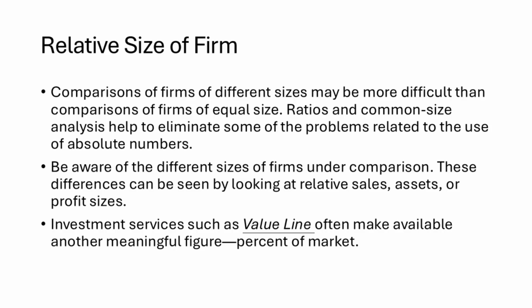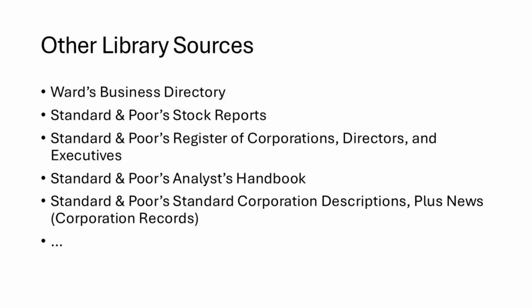Investment services such as Value Line often make available another meaningful figure, percent of market. The typical business library has many sources of information relating to a particular company, industry, and product. Some of these sources are described here to aid you in your search for information about a company, its industry, and its products. More related services and resources are available on pages 213 to 215 of the textbook.